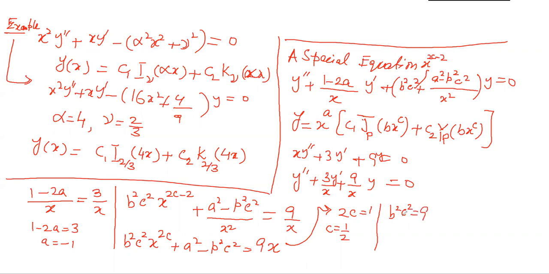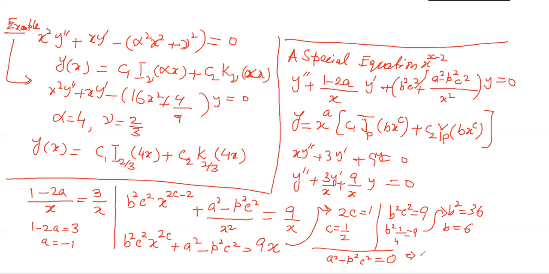So from here, because we know that c is 1 by 2, it will be 1 by 4 is equal to 9. So b square will be equal to 36, or b will be equal to 6 in this case. So now we found the value of c, b square. And now how about a square minus b square c square? A square minus b square c square is equal to 0, because there is no other term over here, so it should be 0. So now we can input the values.